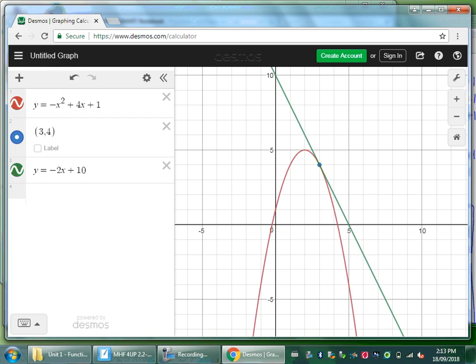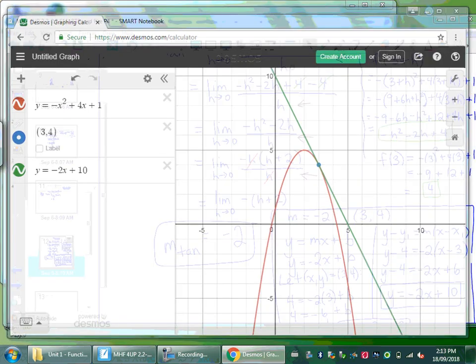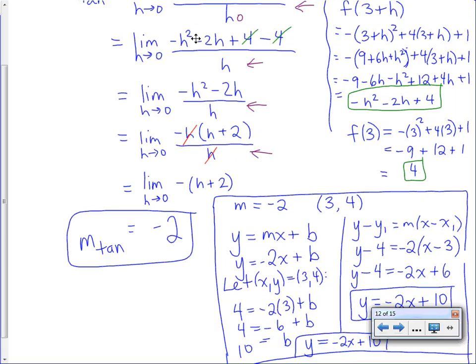Okay, so that was cool. Let's do a different function. You've now seen two examples with quadratics.